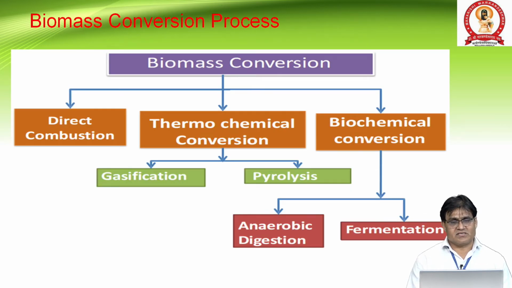The biomass conversion process: how biomass is converted into useful energy. There are three conversion process methods. First, direct combustion of biomass. Second, the thermochemical conversion process. In the thermochemical process, there are two processes with the help of which we convert biomass into energy: the gasification process and the pyrolysis process. Third, the biochemical conversion process. In this process, there are also two groups: the anaerobic digestion of biomass and the fermentation of biomass. These are the biomass conversion processes.